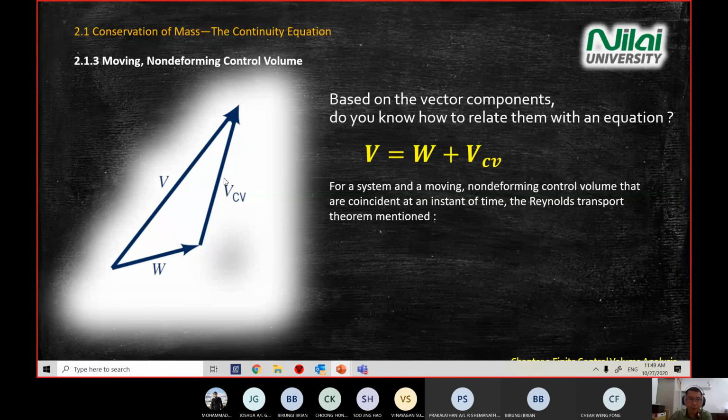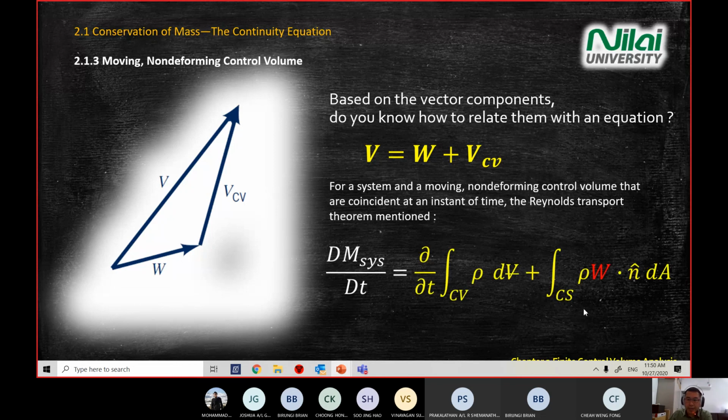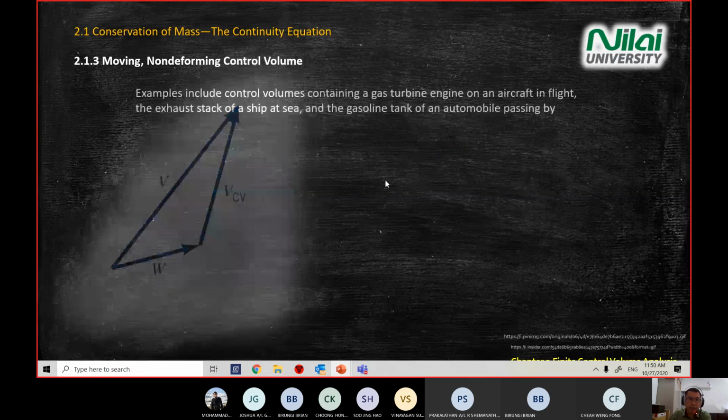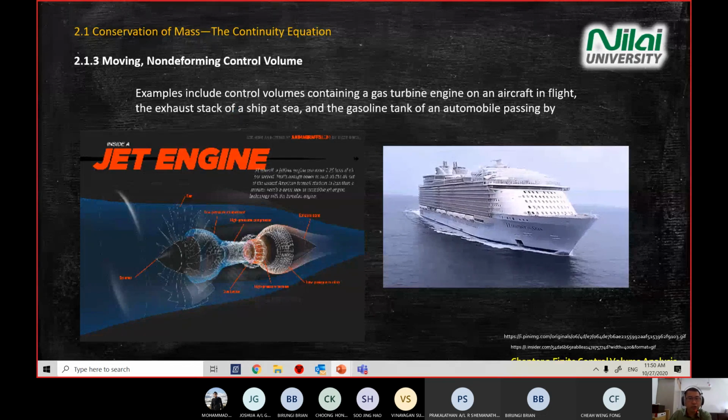V equal to W times VCV. You saw a little bit of example in question 11 just now. VCV just now is your V plane. And then our Reynolds transport theorem: we have a moving non-deforming control volume. You need to change your vector. You focus on the relative vector rather than the absolute velocity. So this is the difference between a non-moving and a moving control volume.